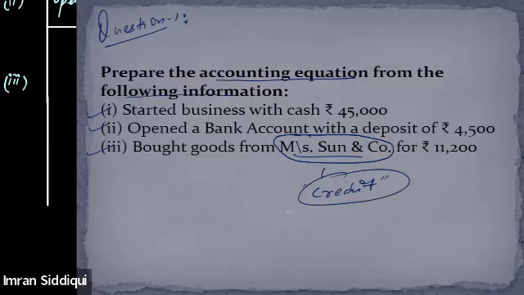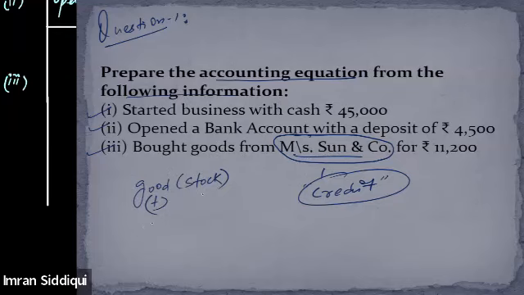Whenever the name of the seller is given in the question, we will simply presume that goods must have been purchased on credit. So what will happen due to this transaction? What two aspects of the business will get affected? See, first of all, when you buy goods, the amount of goods available in the business will increase, yes or no? That means you can also consider goods as stock. The value of the stock will increase, yes or no?